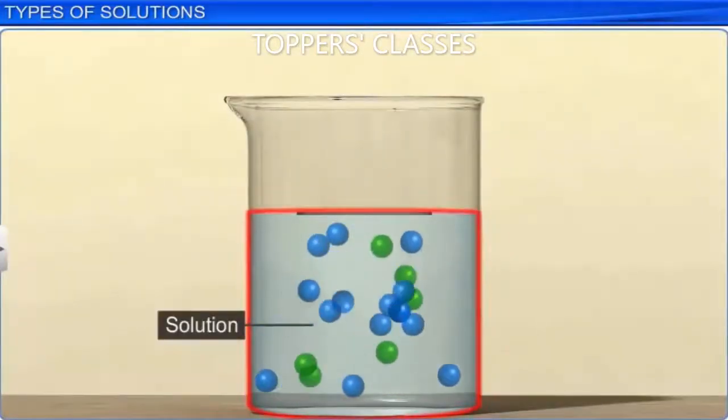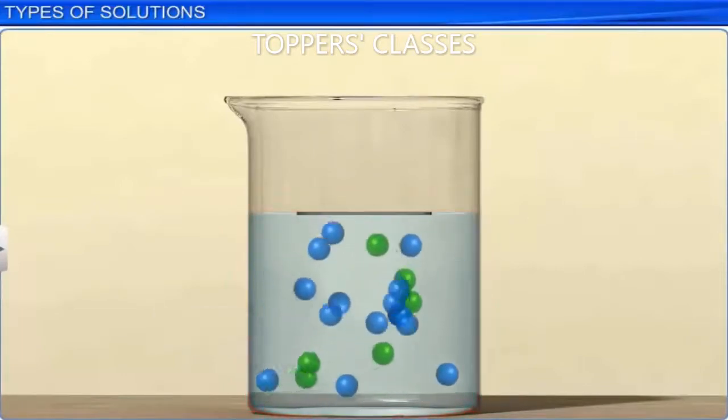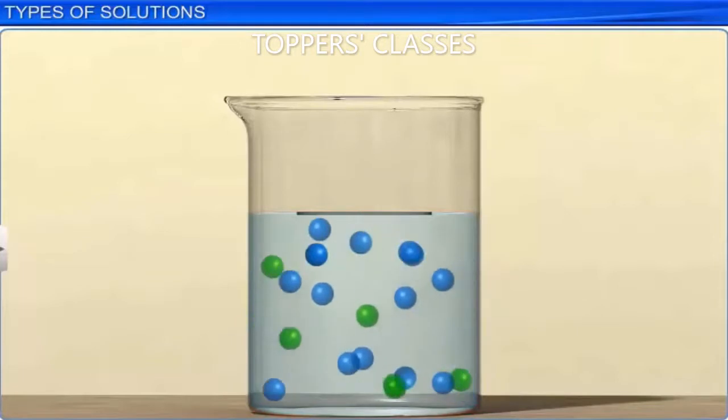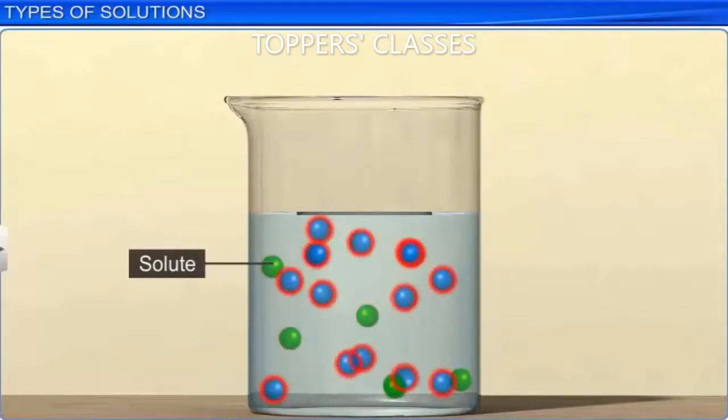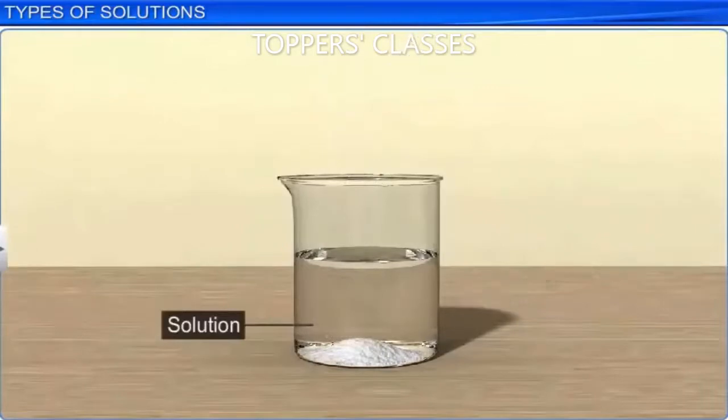In a solution, the component that is present in a smaller quantity is known as the solute or the dissolved substance. The component that is present in a larger quantity is known as the solvent or the dissolving substance. The solution has the same physical state as the solvent. A solution containing only one dissolved solute in a solvent is called a binary solution.